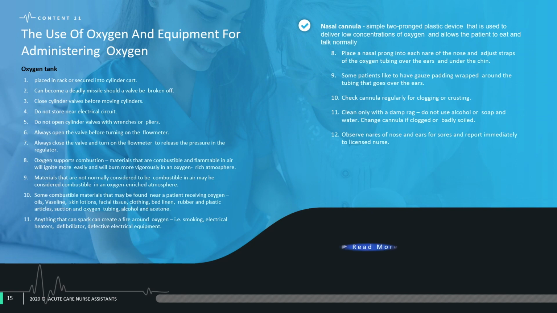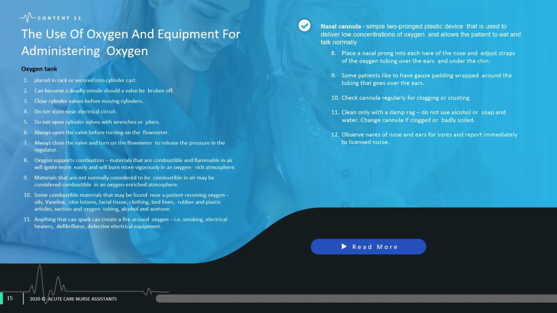Content 11. The use of oxygen and equipment for administering oxygen. The oxygen tank is placed in a rack or secured in a cylinder cart. It can become a deadly missile should a valve be broken off. Close the cylinder valves before moving cylinders. Do not store near electrical circuits. Do not open the cylinder valves with wrenches or pliers.